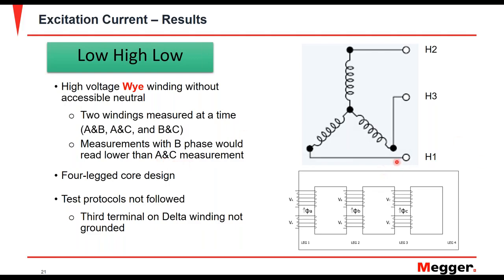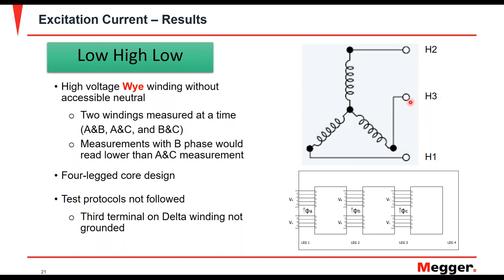What I mean by that is when you're testing from H1 through H2, you're going to have the B phase in this case, so that value is going to be lower. Similarly, when you go from H2 through H3, you're still going to involve the B phase, and because it's the inner phase, you're going to have a slightly lower magnitude of excitation current.